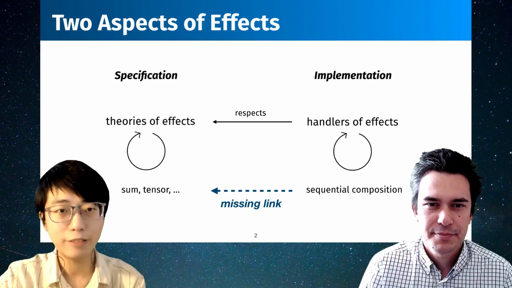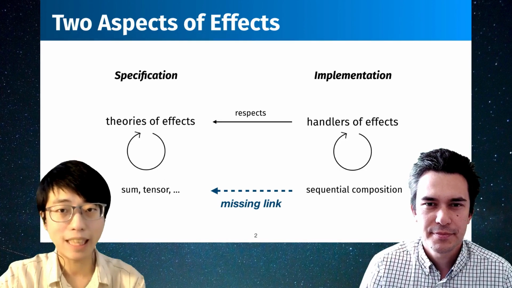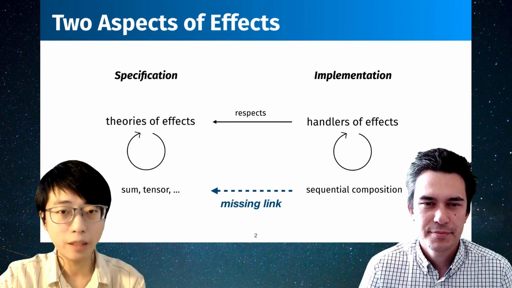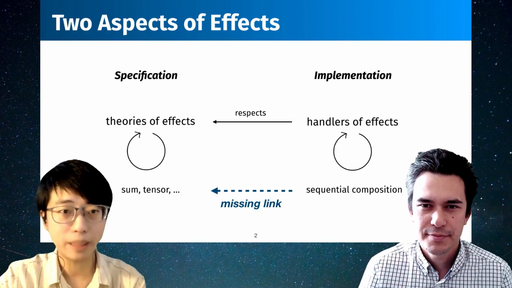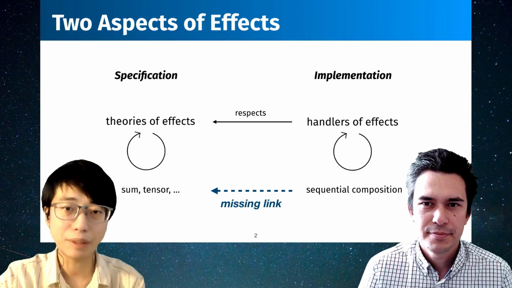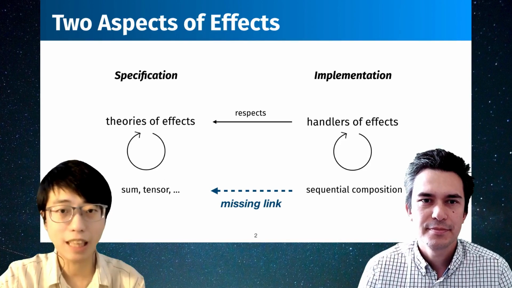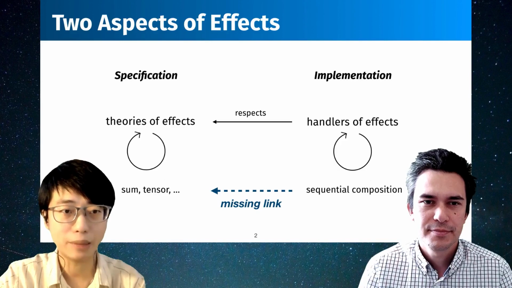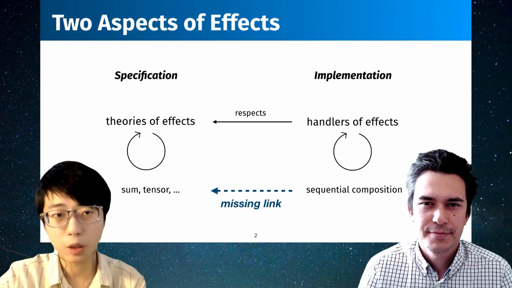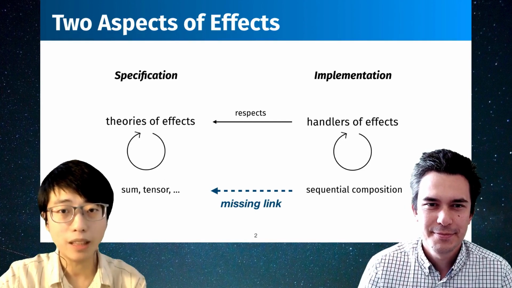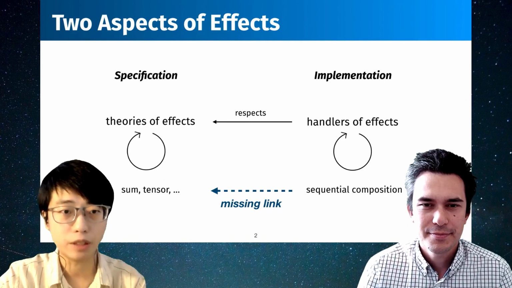Indeed. And even nicer, both effect theories and handlers are composable in their own right. Given two effect theories, you can combine them into a bigger theory containing all operations from the subtheories, and possibly adding some new equations to specify the interaction of operations from different subtheories. On the other hand, handlers are also composable by sequential composition. Given two handlers, they can be applied one by one to handle operations in a computation.